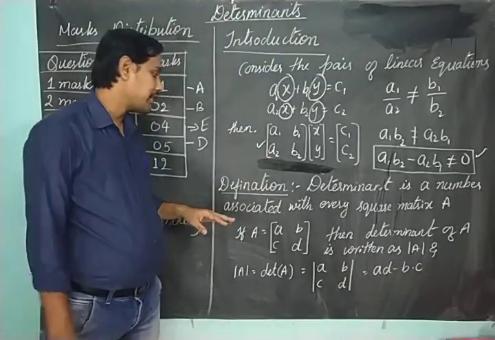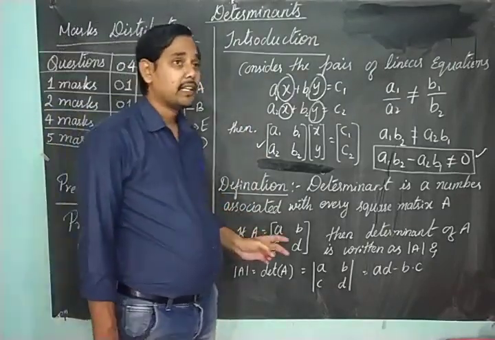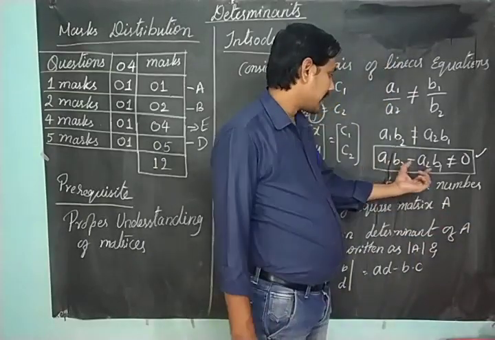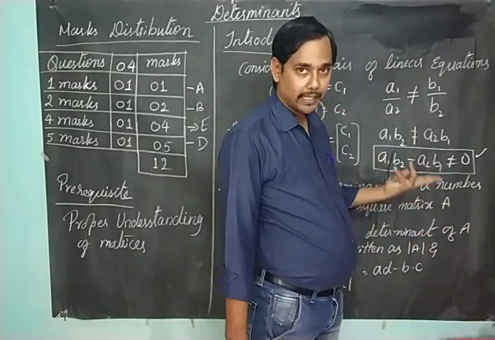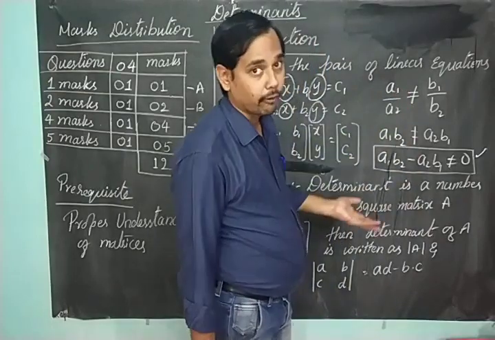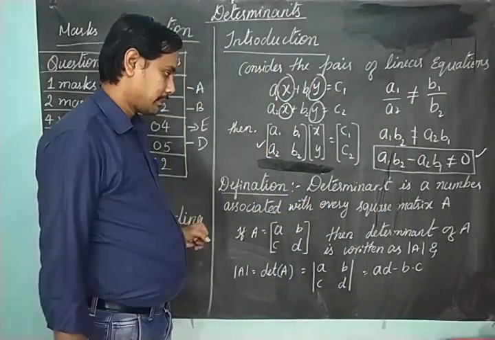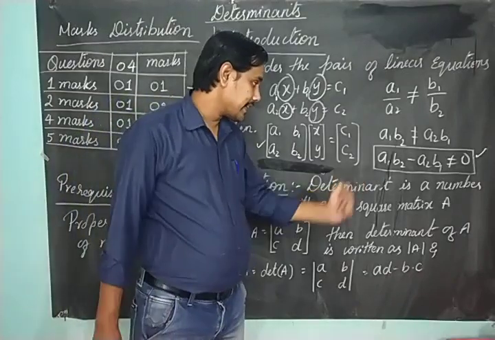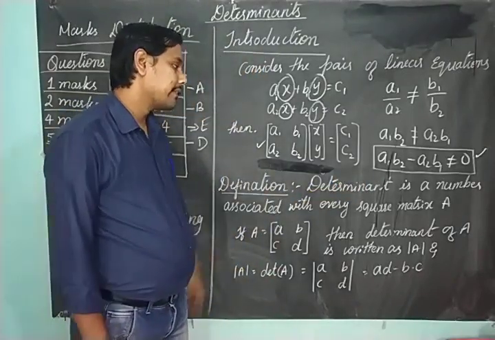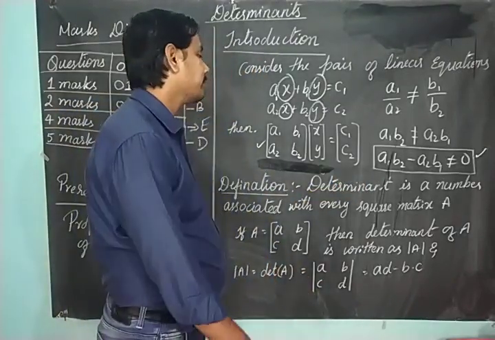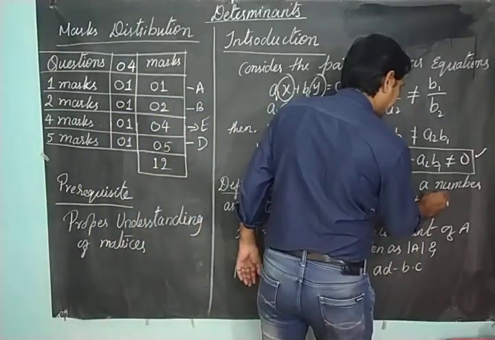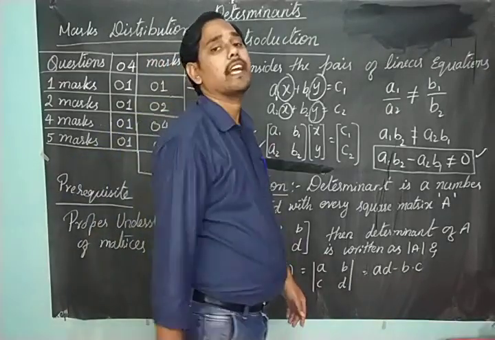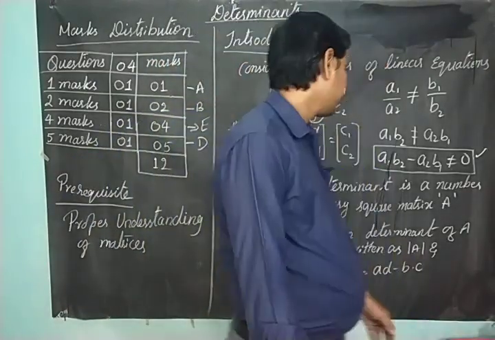Now what is its definition? As I said, it is a number. What is the determinant? a1 b2 minus a2 b1. It will be a number, and we got that number from this particular matrix. So determinant can be defined as a number associated with every square matrix A. If you consider A as any square matrix, it is a number associated with it.